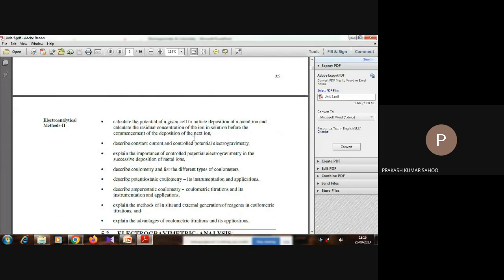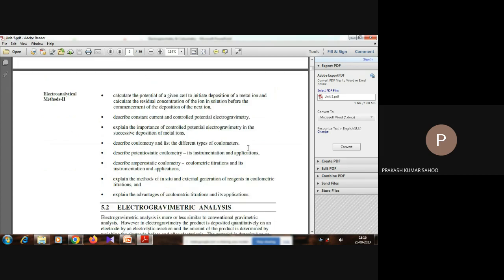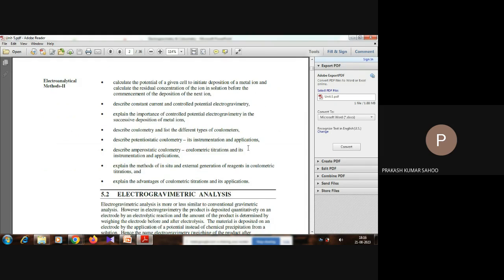Calculate the potential of a given cell to initiate deposition of a metal ion, and calculate the residual concentration of the ion in solution before the commencement of the deposition of the next ion. Describe constant current and controlled potential electrogravimetry. Explain the importance of controlled potential electrogravimetry in the successive deposition of metal ions.